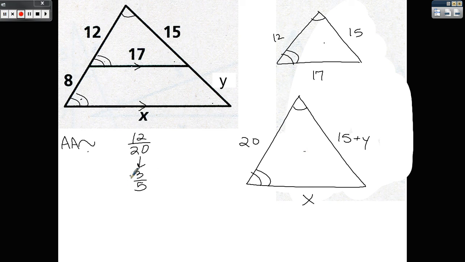And so one way you could set up to solve for either x or y would be to match up the corresponding sides, 12 to 20, and match that up with another pair of corresponding sides. Now, if you're solving for x, the corresponding side with x would be 17. And so since we started with 12 here and went to 20, you're going to start with 17 here and go to x. So 17 is to x. That's how you would set up to solve for x. Now, what's the value of x?